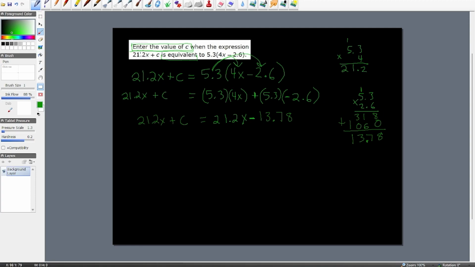Now let's reorient back to our goal. It's to find the value of C. So I'm going to see, is there anything I can simplify? Well, I can definitely subtract 21.2x from both sides. If you notice, that term is actually on both sides now. So I can subtract it from this side. It's going to cancel. I can also subtract it from this side. It's going to cancel from here too, leaving this side just as C equals negative 13.78.